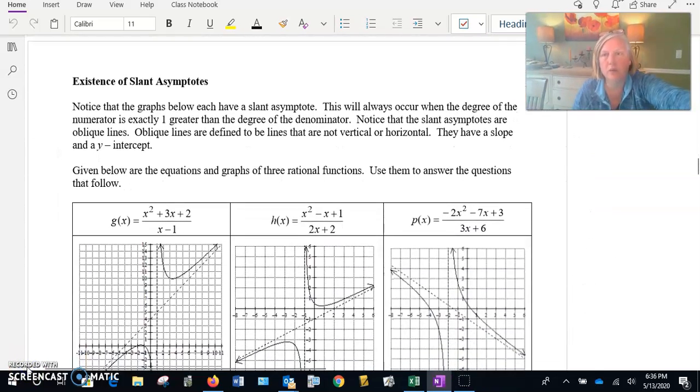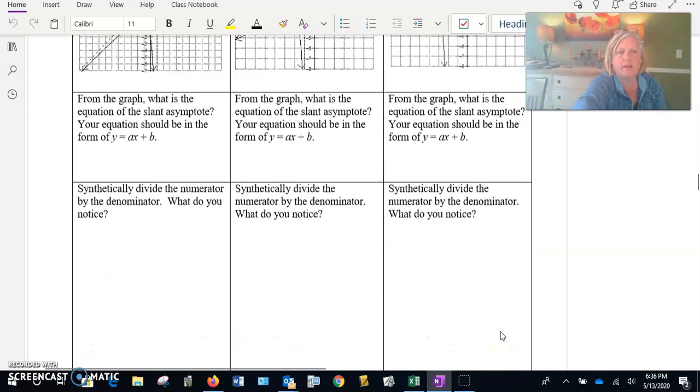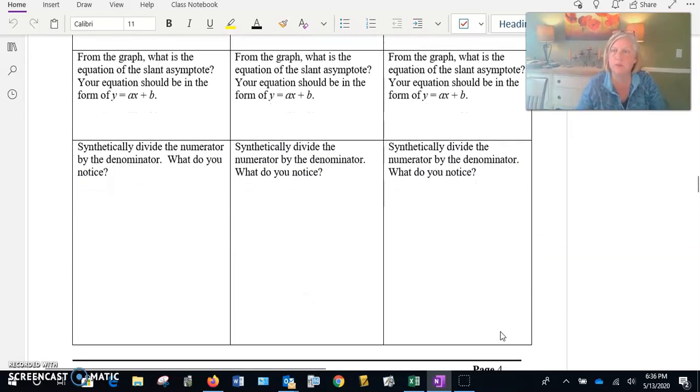All right, so now we're going to look in more detail at these slant asymptotes, because those are the ones that we're most used to taking a look at. What you're going to do in this next part, and then I'll ask some questions in the Edpuzzle: notice that your graphs all have slant asymptotes. They have these diagonal lines that are going to be the asymptotes. You're going to use these graphs to answer the questions below.